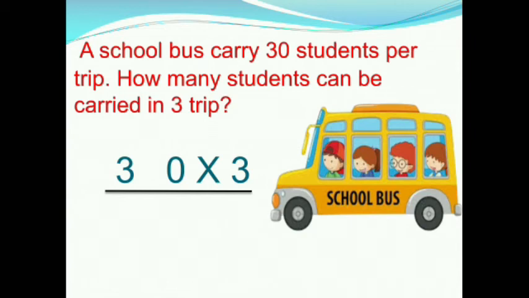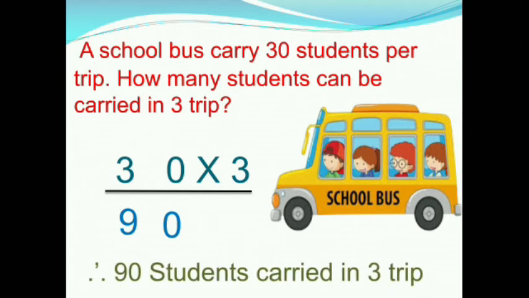Now we should find out how many students can be carried in 3 trips. Now we should multiply 30 into 3. First we should multiply 3 and 0. 3 zeros are 0. Next we should multiply 3 and 3. 3 threes are how much? Yes, 3 threes are 9. Therefore 30 into 3 is equals to 90. Therefore 90 students can be carried in 3 trips.